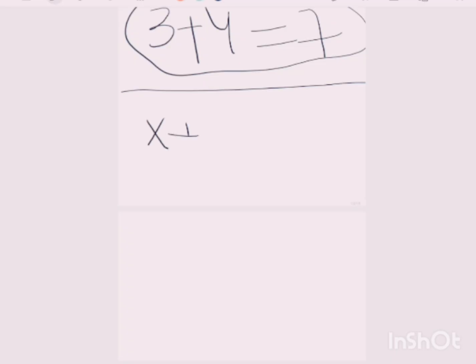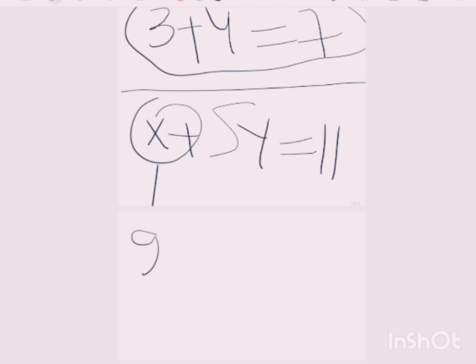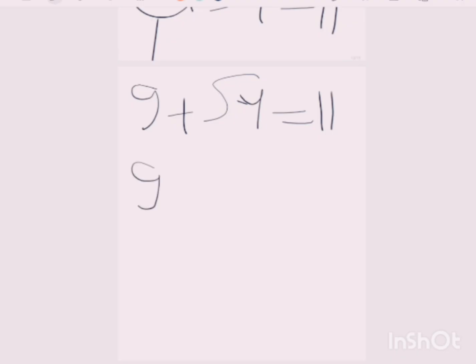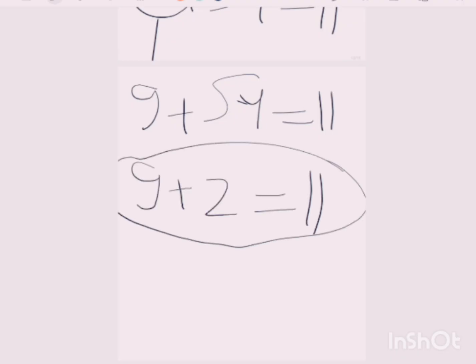Now the second equation is x plus root y equals 11, so let us substitute x as 9 and root y as root 4, which is 2. So 9 plus 2 equals 11. Hence we have proved that the value of x equals 9 and y equals 4.